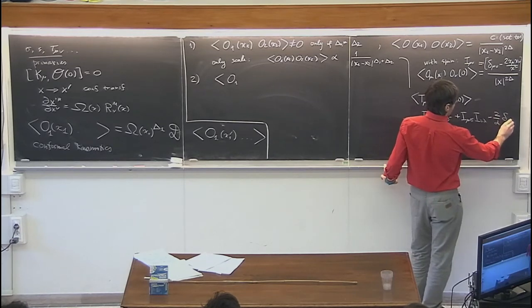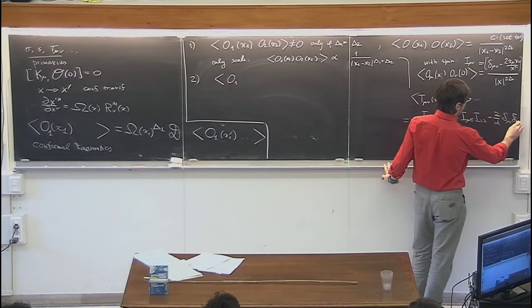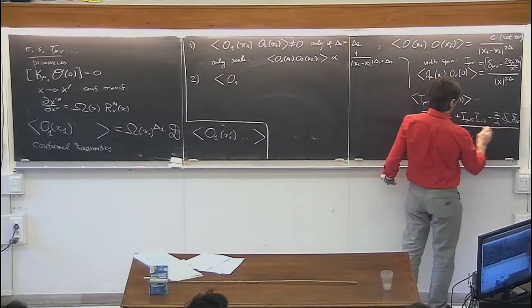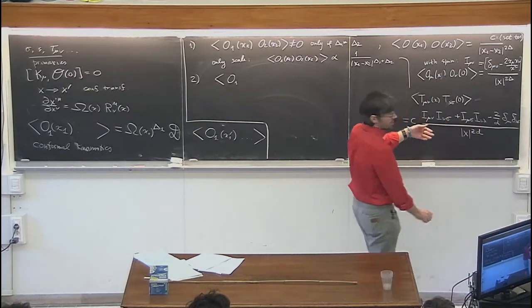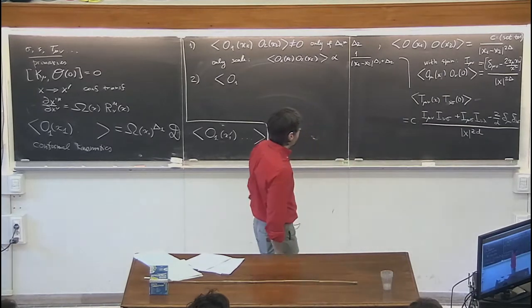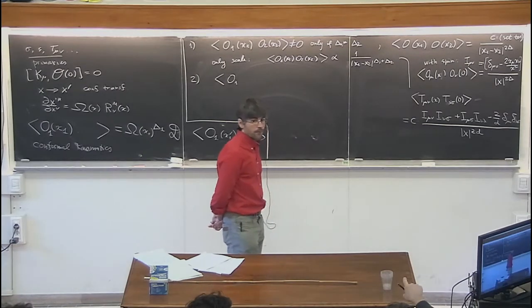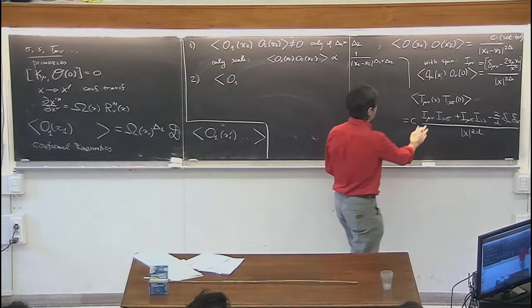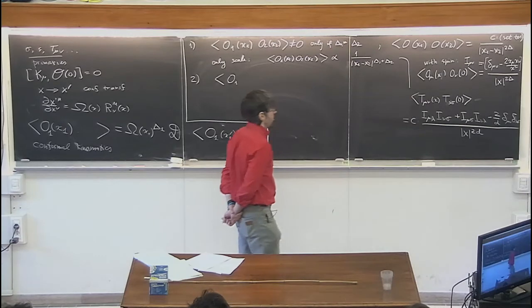Delta mu nu delta lambda sigma. But it's just a trace, divided by x to the power 2d. 2d because we are dealing with a stress tensor. Oh, sorry, yeah, I mu lambda, exactly. Thank you.